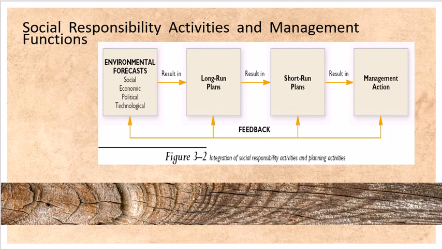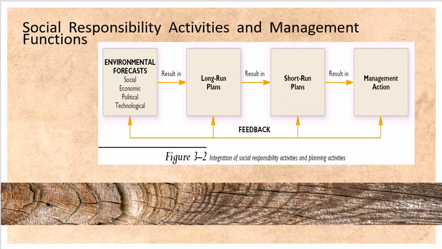So, based on the given figure 3-2, the integration of the social responsibility activities and planning activities. So, ito yung kasi yung social responsibility activities and the management, no? So, we have the environmental forecast. So, we have the categories or the different criteria to be considered: the social, economic, political, and technological. So, then, what will be the result? No, so you need to run the plan.